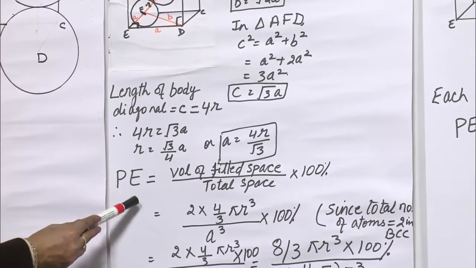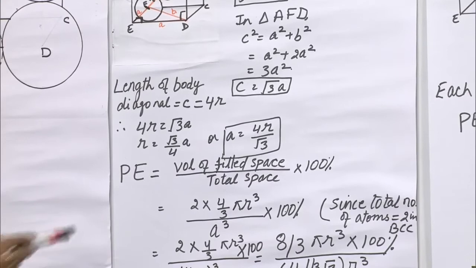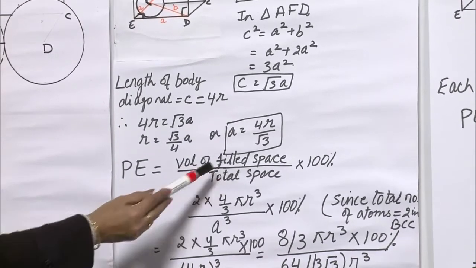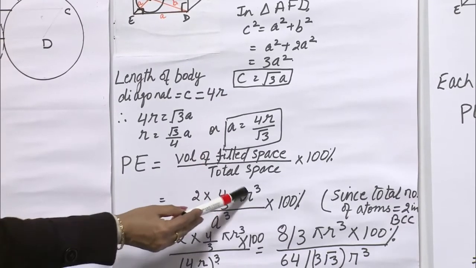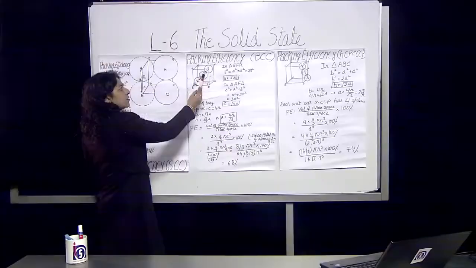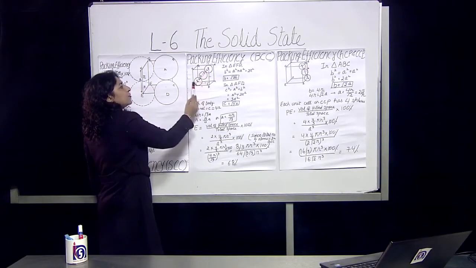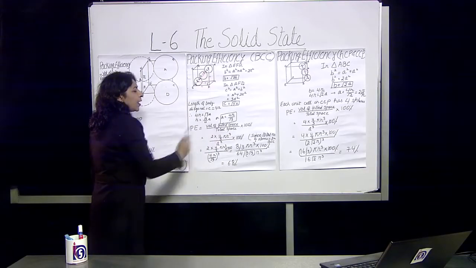Again, let's put the value in the formula. As we have already discussed, the packing efficiency is the volume of the filled space over the total space. Now the filled space is what? This we have already found out, 4 by 3 pi r cube. But how many atoms are there? 2 atoms. We have discussed that in body centered, 1 is in the total and 1 is more. So 2 into 4 by 3 pi r cube.